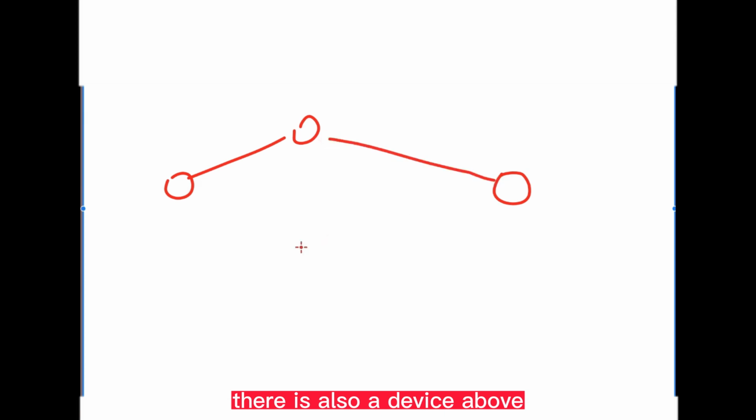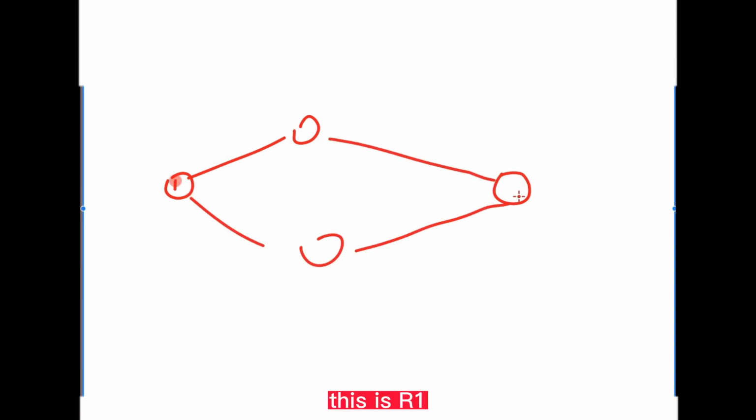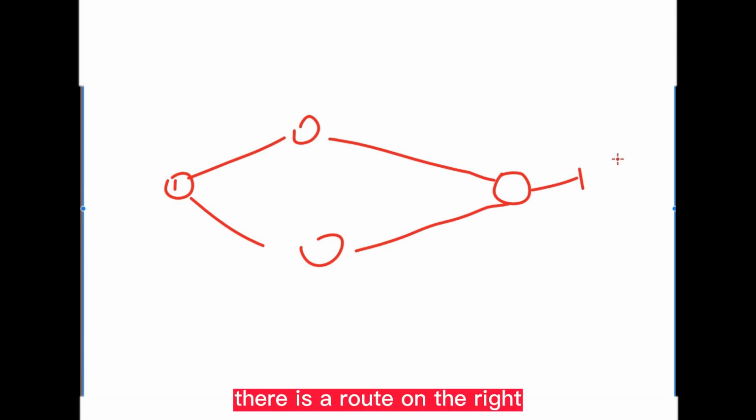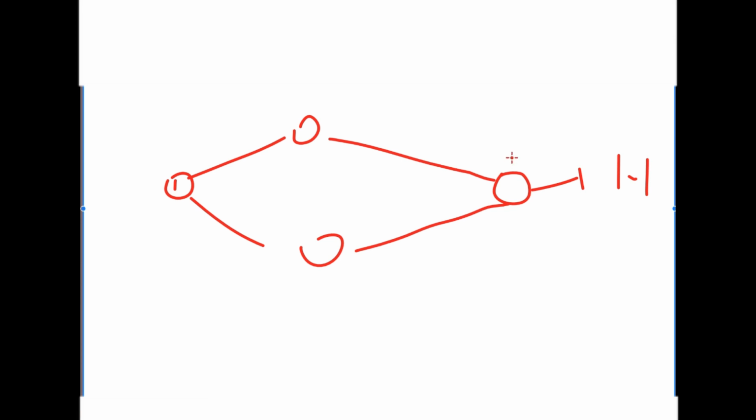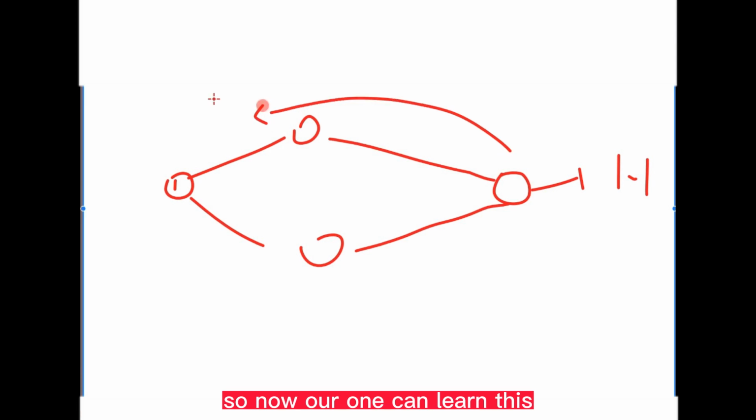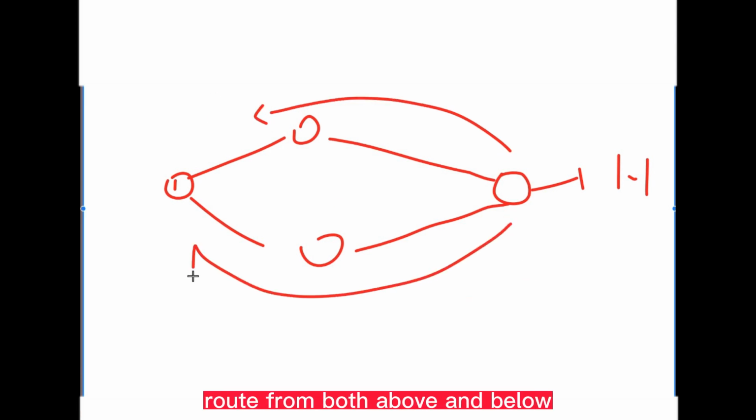Okay. Let's take a look. For example, now here is a device. There is also a device here, a device above, and a device below. This is R1. There is a route on the right, on the 1.1 network segment. For example, after I run EIGRP, now R1 can learn this route from both above and below.